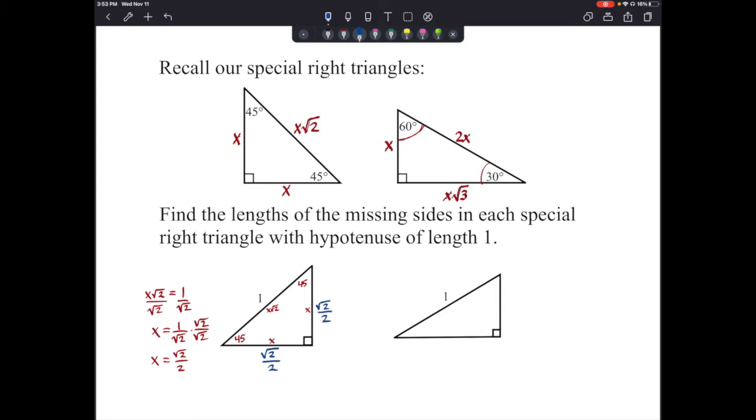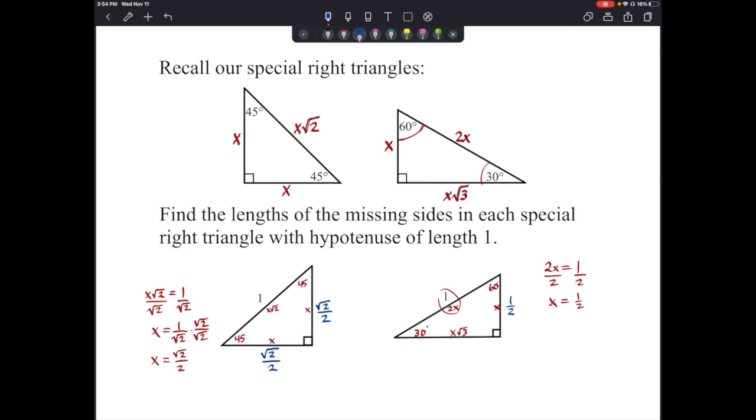So the side lengths of each side of this right triangle will be the square root of 2 over 2 for both. And then our 30-60-90 right triangle, right, this is our 30-degree angle, this is our 60-degree angle. Okay, and we said that those rules from above are: if we called this one x, our hypotenuse would be 2x, and the side opposite our 60-degree angle would be x radical 3. So again, since we know that 1 should be equal to 2 times x, we can use that to solve for x. We get x equals 1/2. So we know that this side right here is 1/2.